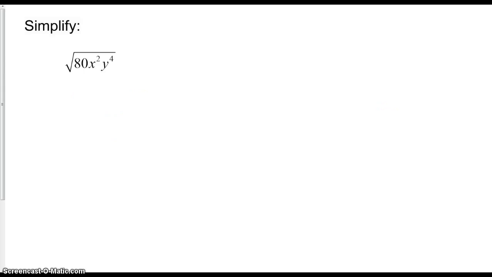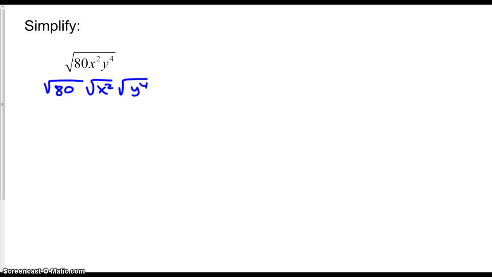Okay. Let's simplify this one. Let me give you this one. What I like to do is separate first into numbers, x's, and y's. Let's deal with each one separately. I'm going to use that property that I can take things that are multiplied and separate them into separate radicals that are multiplied. Okay. Well, you know what I notice here?